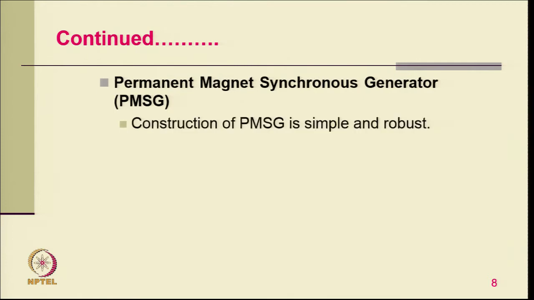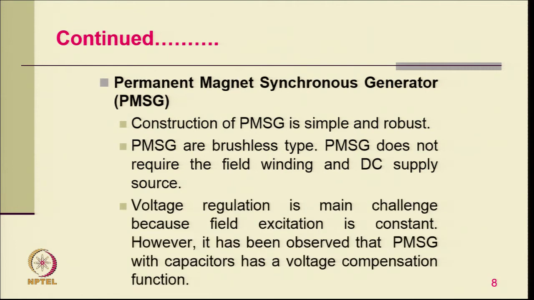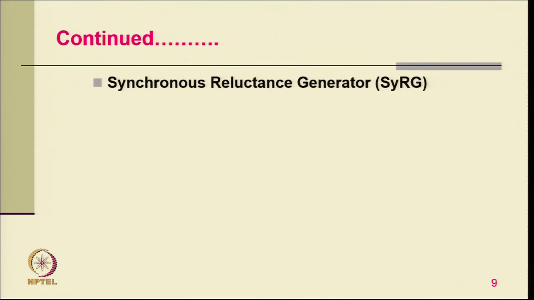Coming to the permanent magnet synchronous generator, the construction of PMSG is simple and robust, and permanent magnet generators are brushless type, and the permanent magnet synchronous generator does not require the field winding and DC supply. So, voltage regulation is the main challenge because the field excitation is constant because of the permanent magnet. However, it has been observed that PMSG with capacitor has the voltage compensation function.